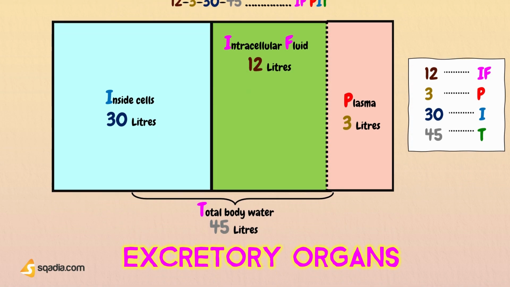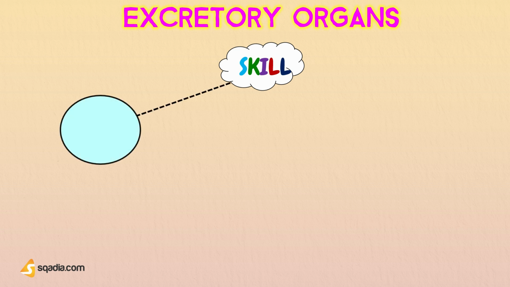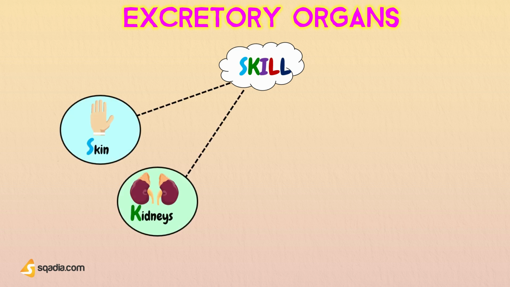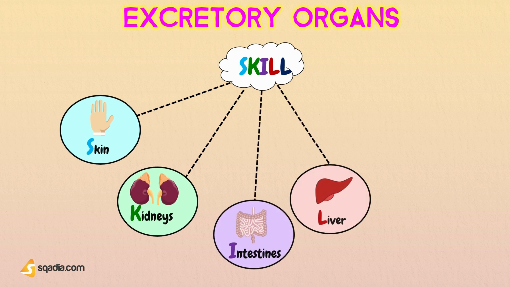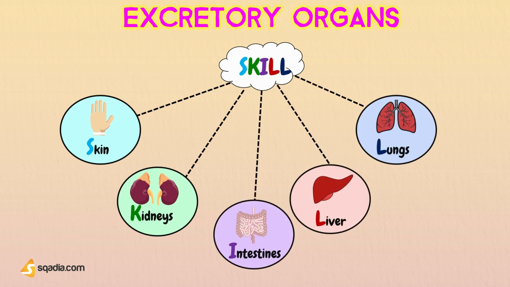Another question which I have asked you was, which are the 5 main excretory organs? Recalling the 5 main excretory organs is a skill well worth knowing. S for skin, K for kidneys, I for intestines, O for liver, and L for lungs.